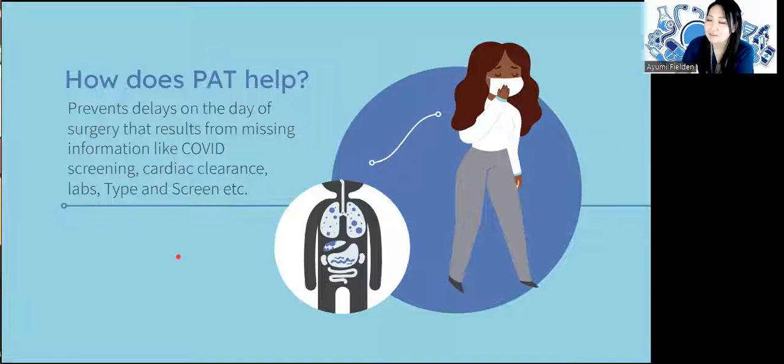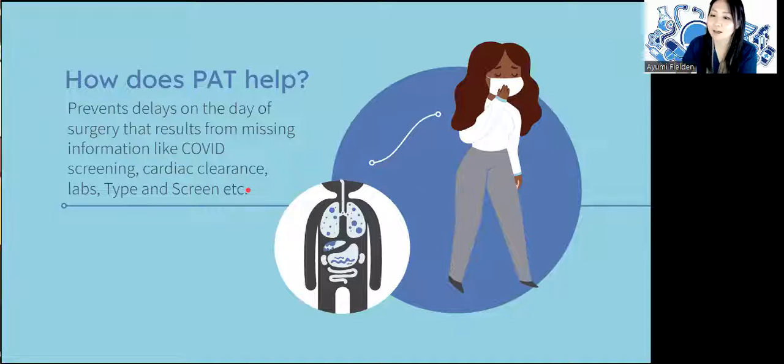Cardiac clearance. More patients with cardiac disease are coming to surgery, like heart failure, or a patient who may have had an MI recently. Those patients, you will need cardiology clearance before we put them under anesthesia. Because think about it, anesthesia and surgery are a stress on the heart, and we don't want to have a complication on the table. So we want to make sure the patient's cleared beforehand.